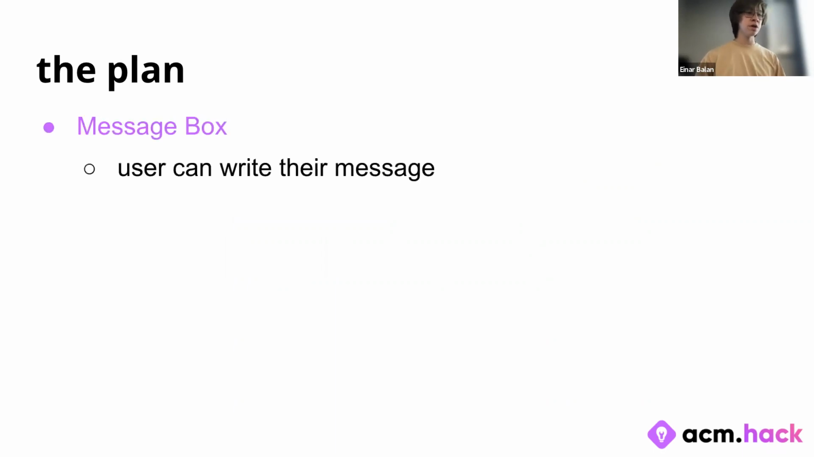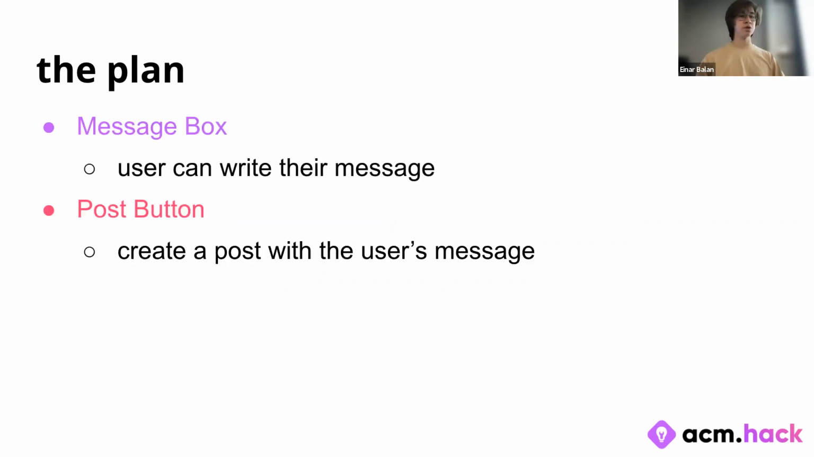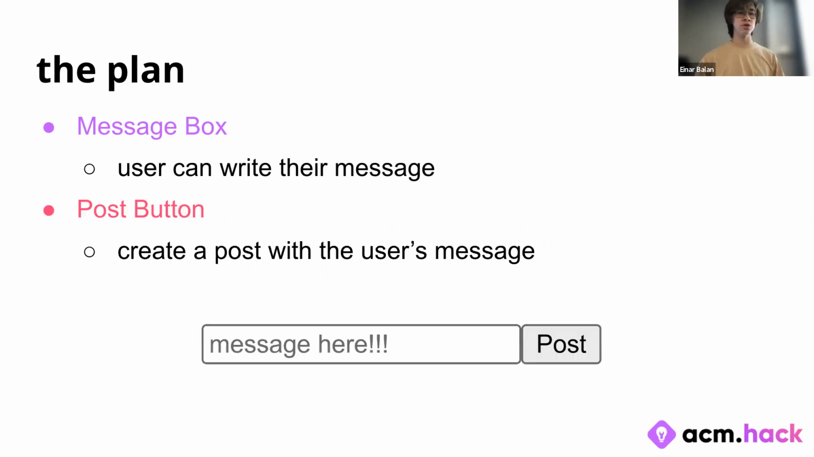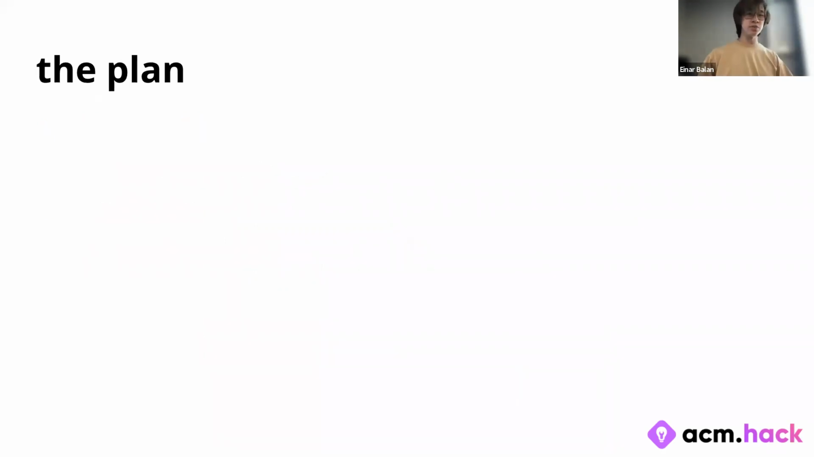We're going to make an input box as well as a post button. So this sounds very simple right now, but going into larger projects and doing things with bigger components or bigger interfaces on the website, it's good to have a straightforward plan. So, right, we want a message box where a user can write their message and a post button where they can create a post with the user's message. And ours will look like this, very not beautiful. We don't have any CSS, so this is what it will look like.